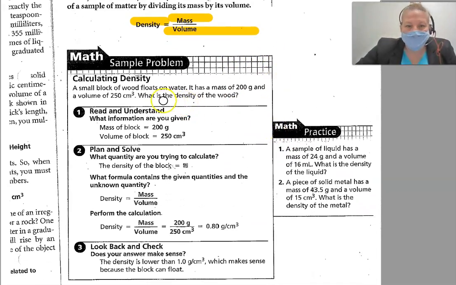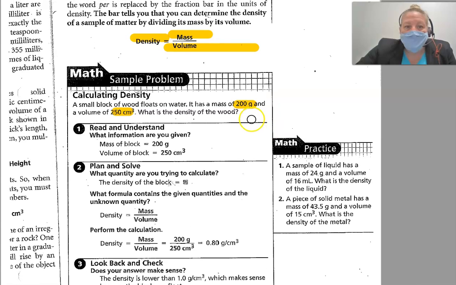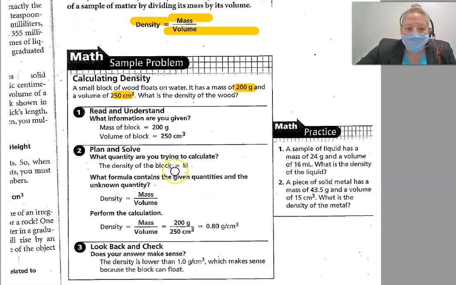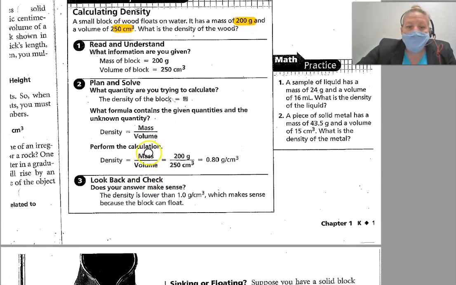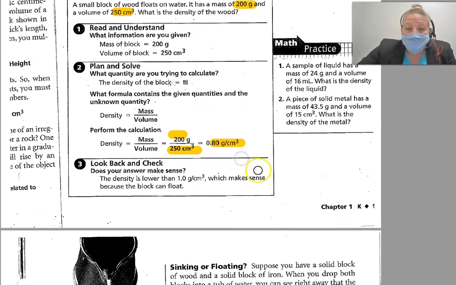Calculating density. A small block of wood floats on water. Its mass is 200 grams and its volume is 250 centimeters cubed. What is the density? Go back up here. Our formula is density equals mass divided by volume. The mass was 200 grams. Our volume is 250 centimeters cubed. When you divide that, you get 8/10, or 0.8, grams per centimeter cubed as our answer.